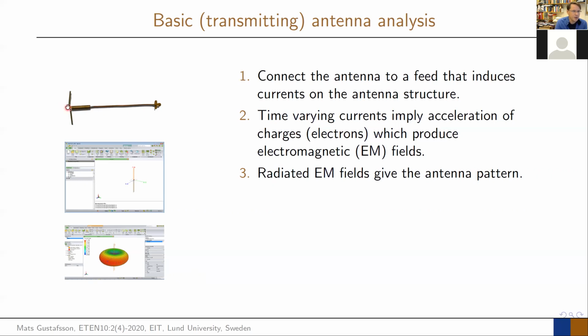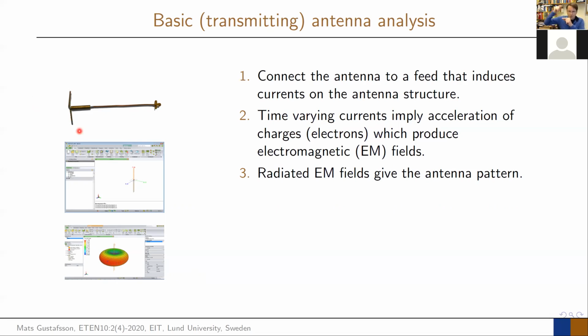They come to the antenna. They shouldn't bounce back, and then they should create a current here, and the current radiates. That is the basic idea of an antenna. And these time-varying currents that sit on the antenna mean that electrons are accelerated.